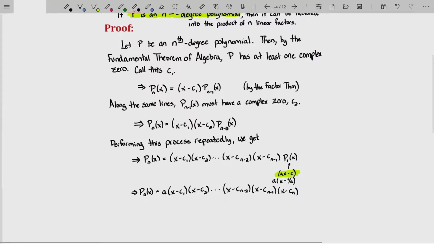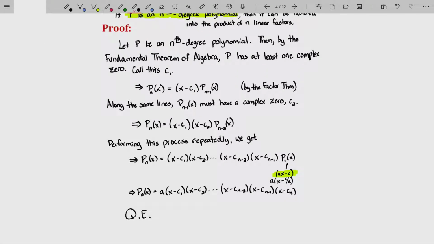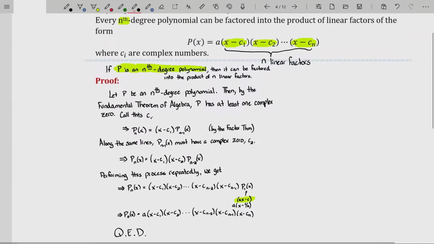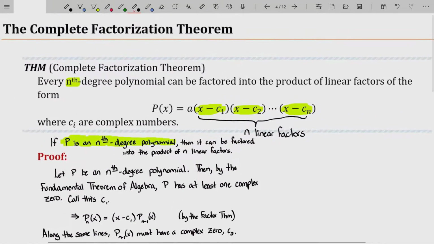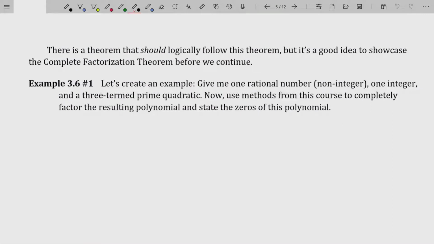There you go. So that is the proof of the theorem. QED. A really nice theorem, kind of a toughie to prove, but that is the full proof of the complete factorization theorem. The main thing that you need to remember is you're going to be using this to help you graph. So somebody hands you a polynomial, now you can dissect that polynomial into its component pieces, or at least you have a theorem that says you can. Now, just as a heads up, there is actually a theorem that logically flows after the complete factorization theorem, but it's probably a good idea just to showcase the complete factorization theorem before we continue.